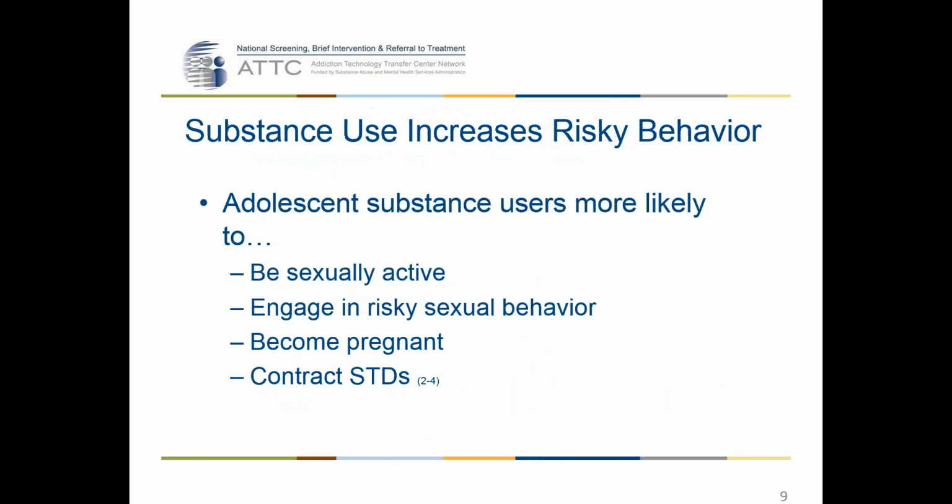Substance use increases risky behavior. Well, that's not a surprise to most of you. It does in adults, but it especially does in adolescents, who, as we now know, their brains are not fully developed until the early 20s. So our adolescent substance users are more likely to be sexually active, engage in risky sexual behavior, become pregnant, and contract STDs, sexually transmitted diseases. Next.